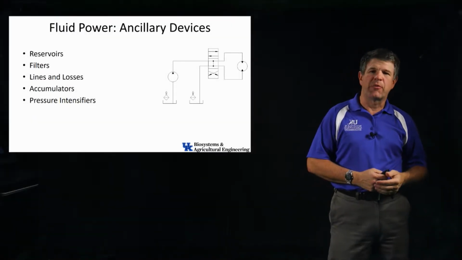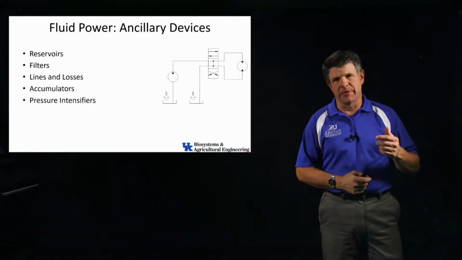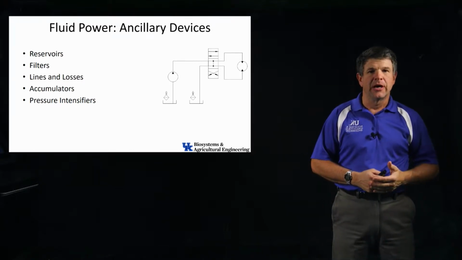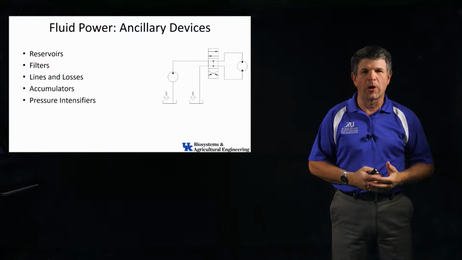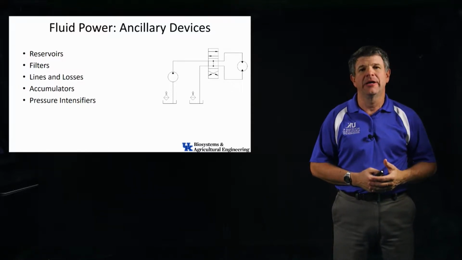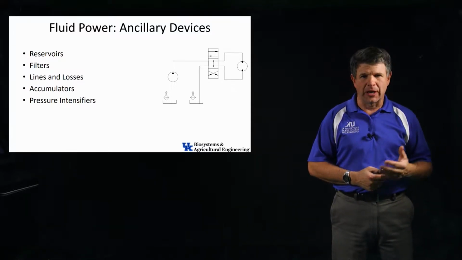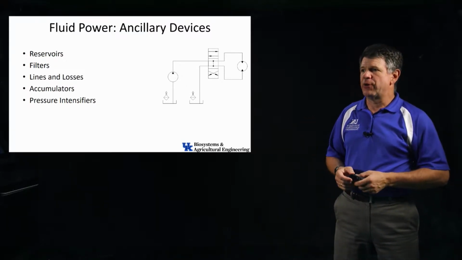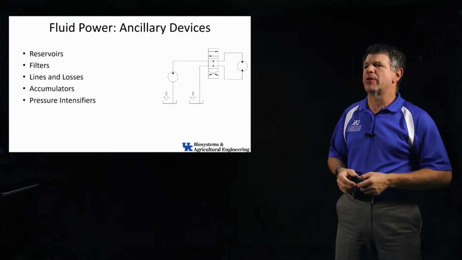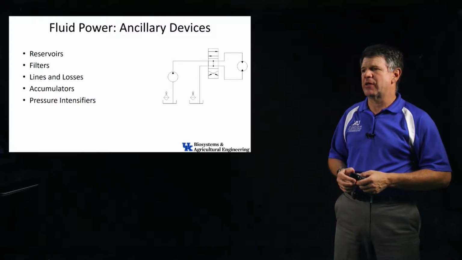So we've discussed the primary components of a fluid power system: the pumps, the valves, the actuators. There's quite a few other components that we need to make them work well, or at least to last a while. And we'll look at a couple of those here. Specifically, we're going to take a look at reservoirs, at filters, and we'll look at a little bit on lines and how we calculate losses in the lines.